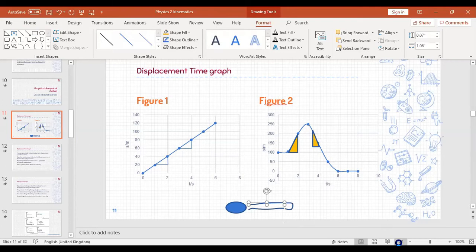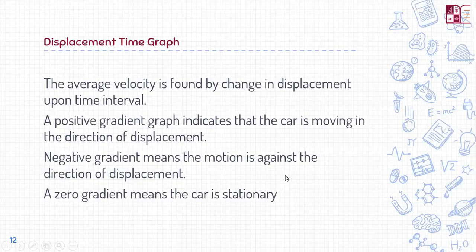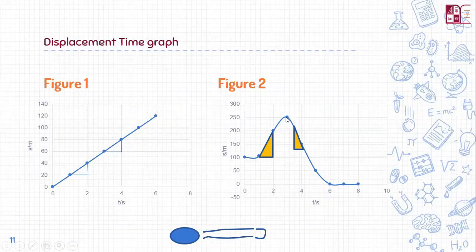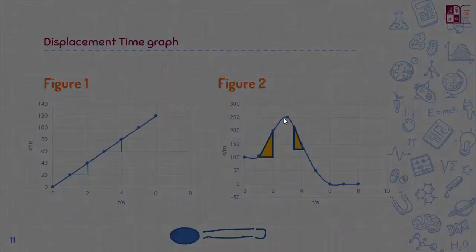Now, recalling our understanding from the displacement time graph, the average velocity is found by the change in displacement upon time interval. A positive gradient indicates that the car is moving in the direction of the displacement. A negative gradient means that the motion is against the direction of displacement. And a zero gradient means that the car is stationary. As we have seen, a zero gradient is on these curve points such as t equals 3.